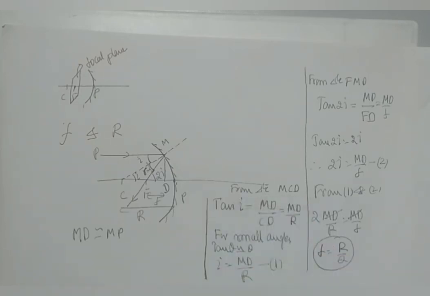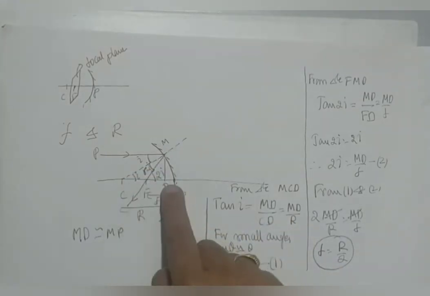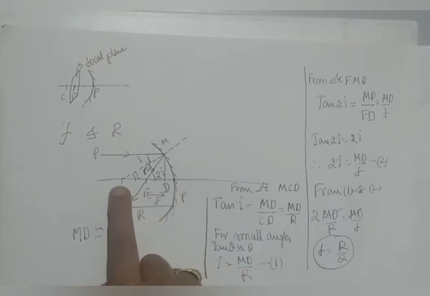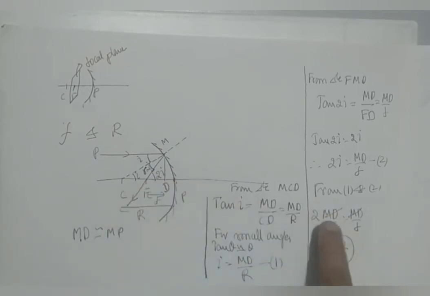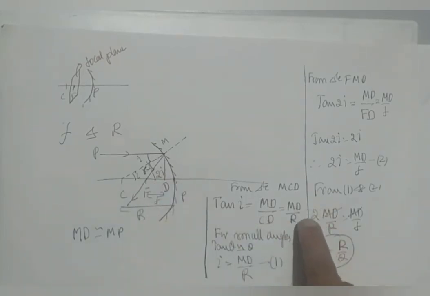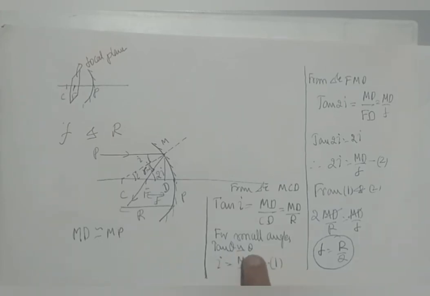From triangle MCD, tan I equals opposite MD by adjacent CD. I have written. But CD is nothing but R. Therefore, MD by R. But for small angles, for tan or sine, it's approximately equal to theta. Tan theta equals theta. So here theta is I, therefore I equals MD by R. I call this as equation 1.